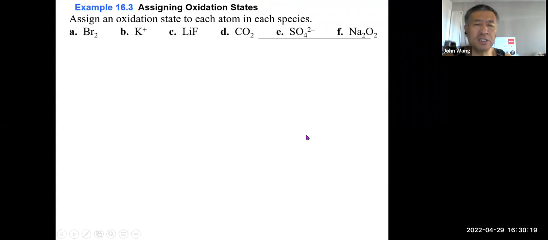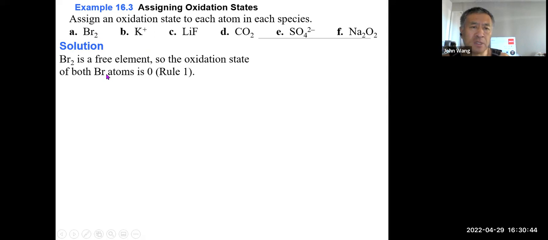We'll talk about the free element. The first question is, what will be the oxidation state for Br in Br2? We know there are two Br atoms in this Br molecule, but in Br2, the Br is the free element. So therefore, using rule number 1, the oxidation state for both Br atoms is 0.